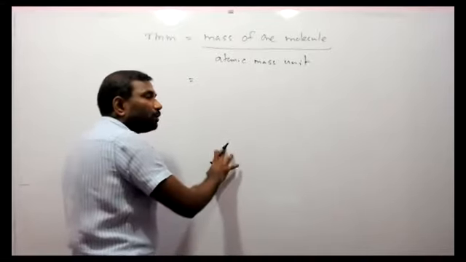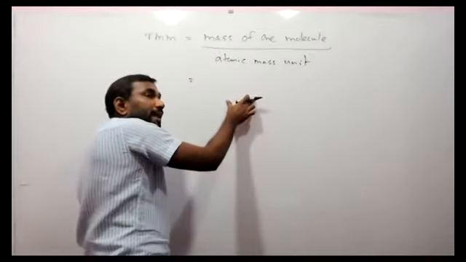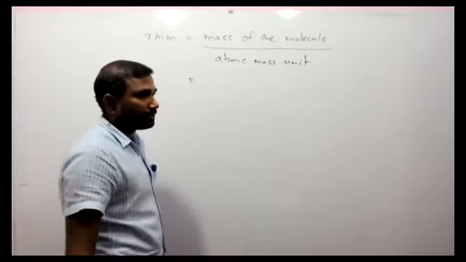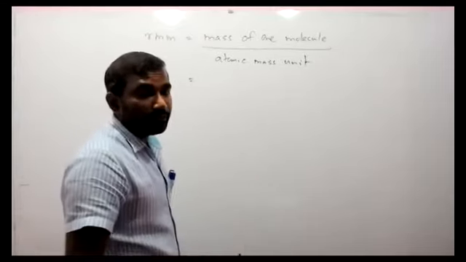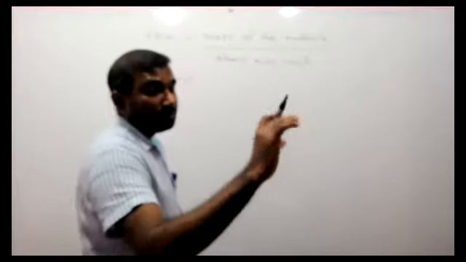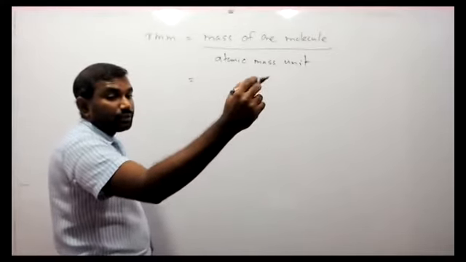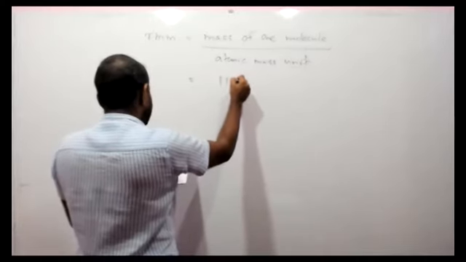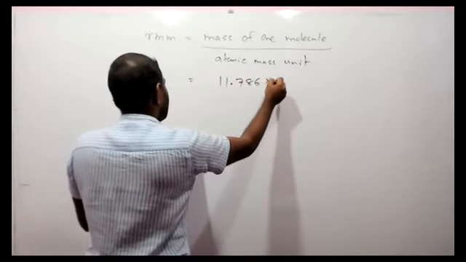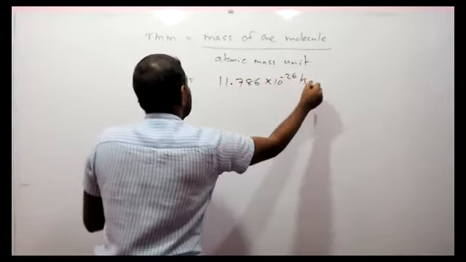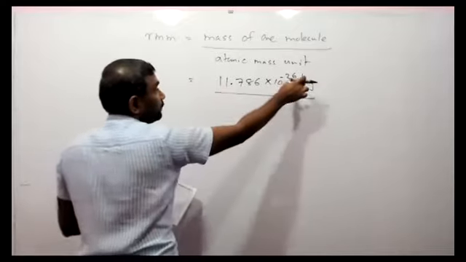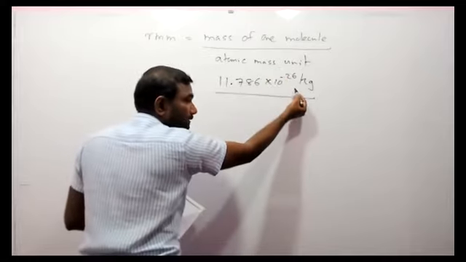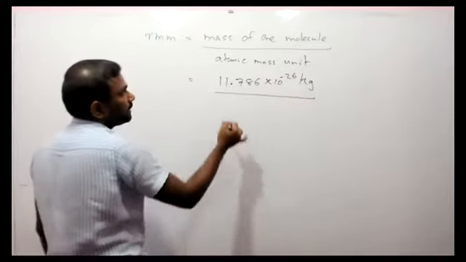If you want, you can do it like this: take the mass of the molecule in grams by multiplying by 1000, then take the gram value of atomic mass unit. But I have the kilogram value of atomic mass unit also, so I will use that, because I know the units will get cancelled. So 11.786 into 10 to the power minus 26 kilograms, you have to divide this by atomic mass unit. If you use the kilogram value here, use the kilogram value there also.